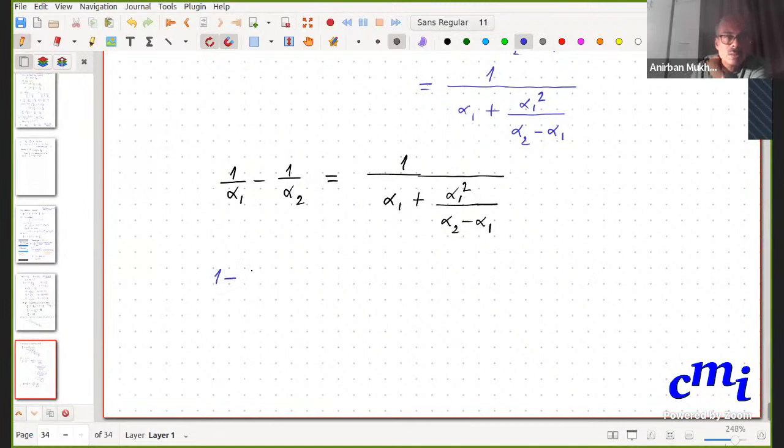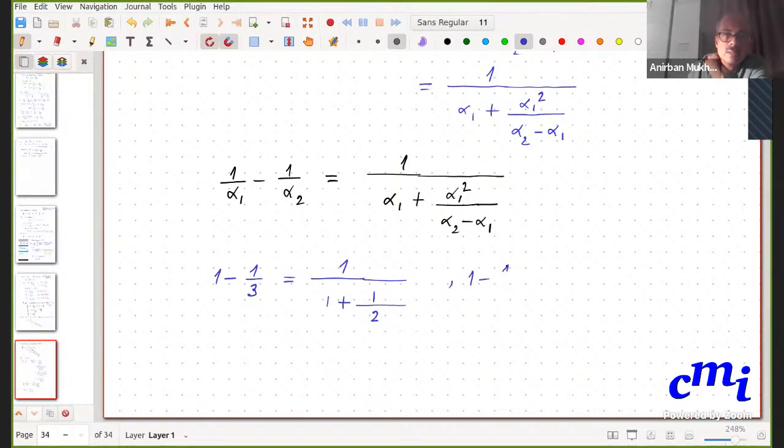So 1 minus 1/3. That's of course very easy. So alpha 1 is 1, alpha 2 is 3. Then this is 1 over alpha 1 plus 1 square by alpha 2, which is 3, minus 1. So that is 2.